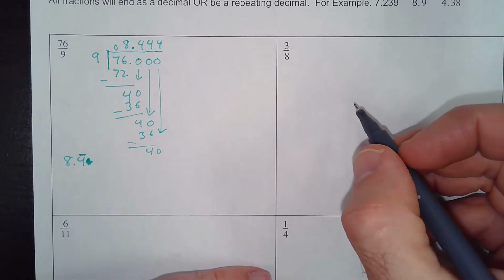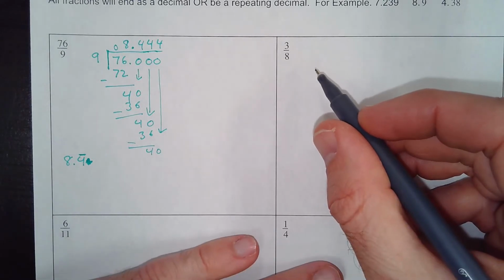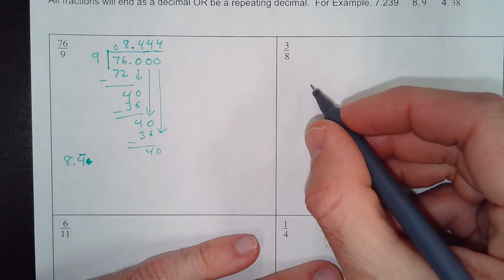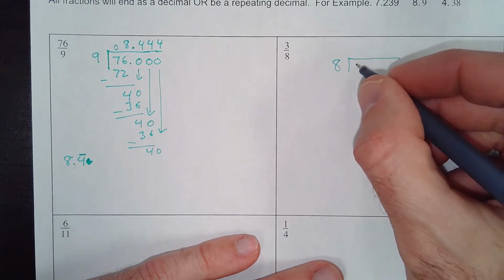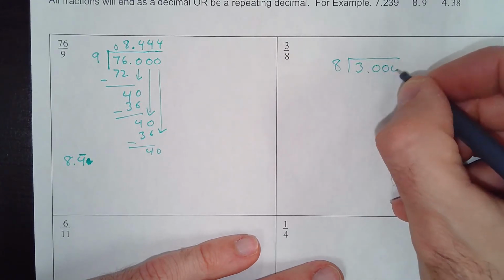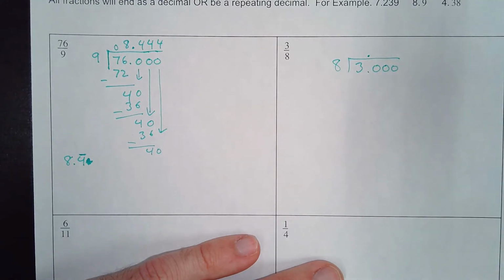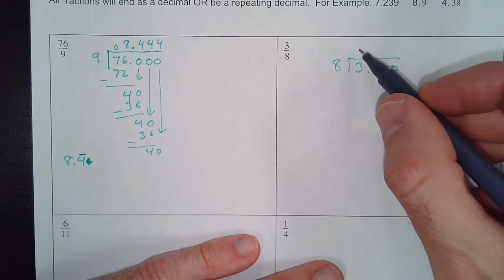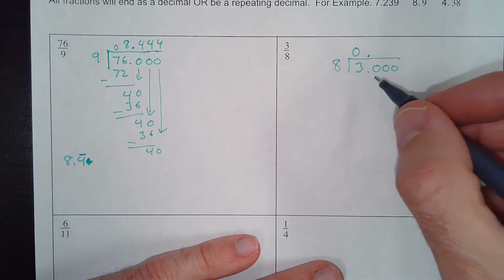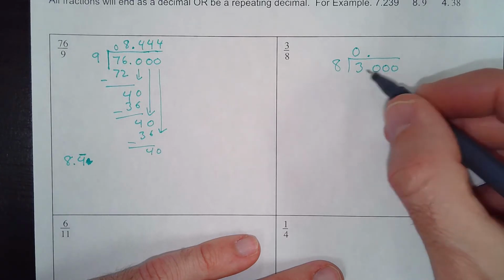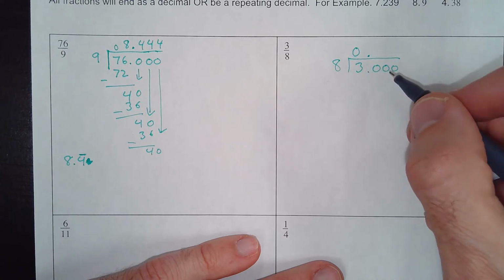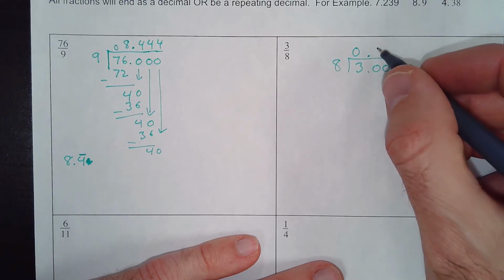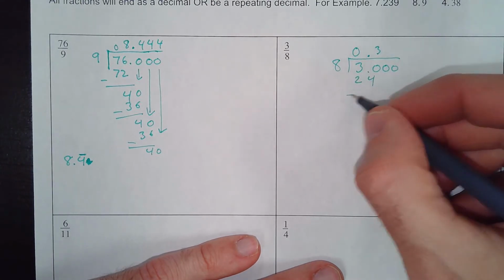Okay, let's do another one. This one will be a decimal that actually ends. So that's a good example. 8 goes on the outside, 3 on the inside. Let's put our 3 decimal places. Put the decimal straight up. 8 doesn't go into 3, so I'm going to put a 0 there. Now I can just say how many times 8 goes into 30. Forget about the decimal down here. Think about 30. 8 goes into 30 3 times, which is 24.